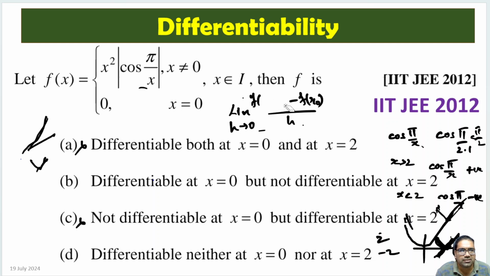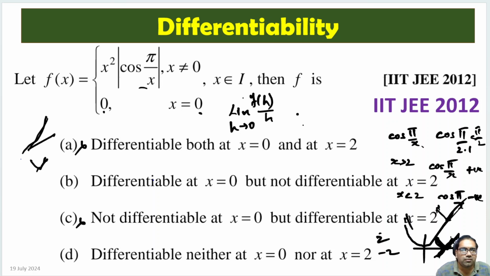f(h) minus f(0). f(0) at x equal to 0 is already given, so f(x₀) is actually 0. We are talking about f(h)/h when h tends to 0.